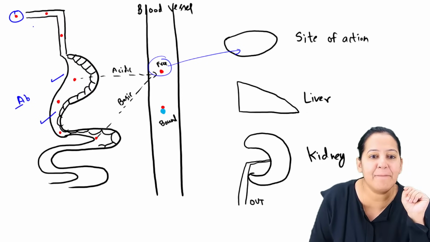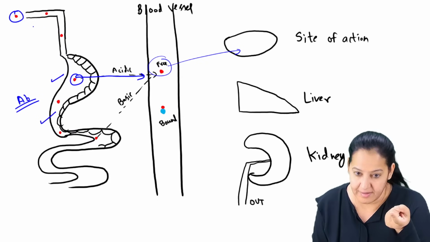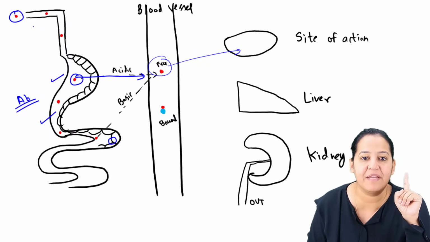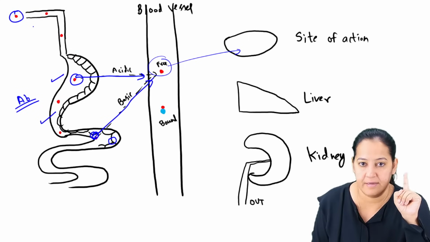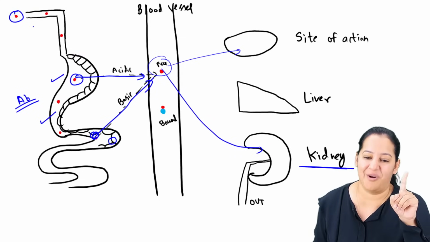For absorption, the same pH is required. Acidic drugs are absorbed from acidic medium, that is the stomach. And basic drugs are absorbed from basic medium, that is the intestine. I guess I told you this concept. But the excretion organ is the same. It's the kidney. Only one organ is there.